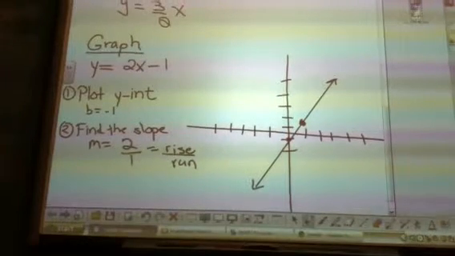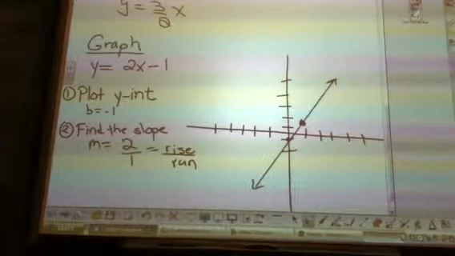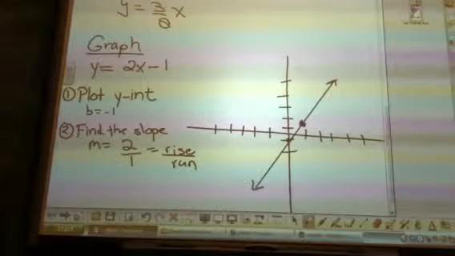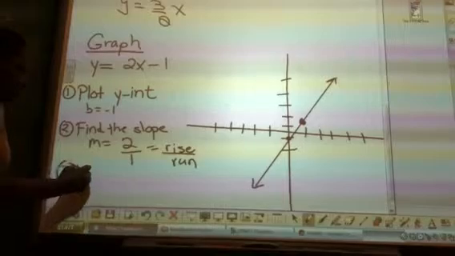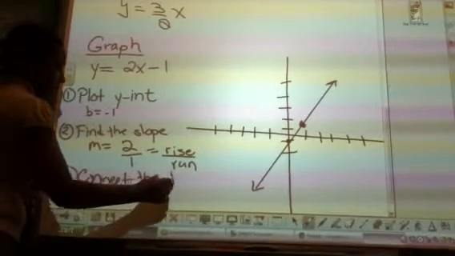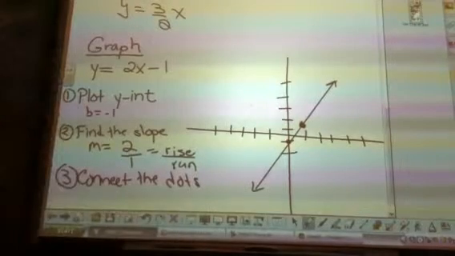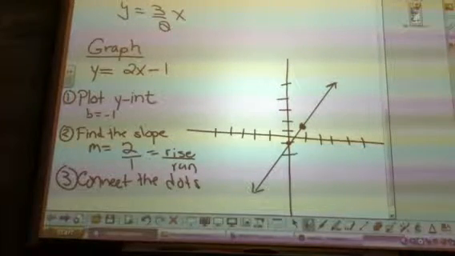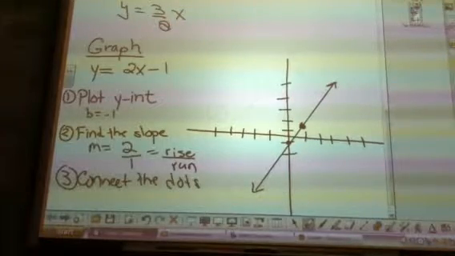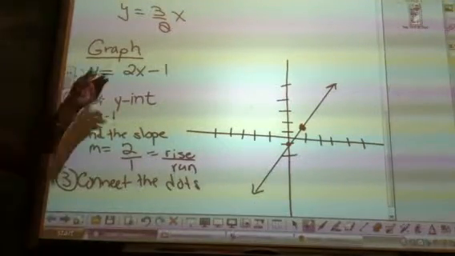It's a lot easier when you have graph paper or grid. And then the third step is just connect the dots. Any questions? Pretty easy. All right, let's do one more.